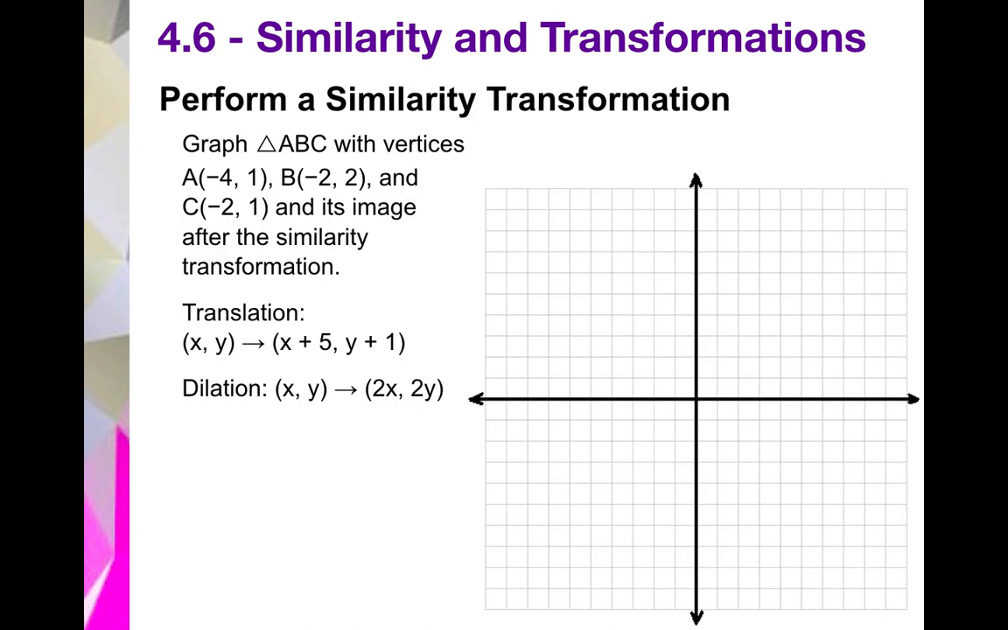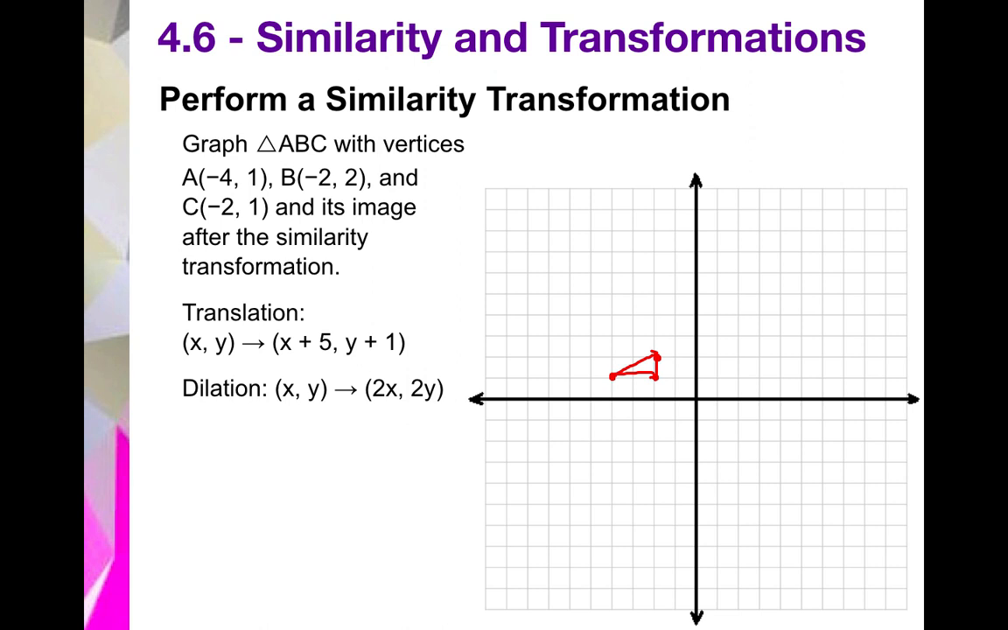Here, we're going to graph ABC. So A is -4, 1, and then -2, 2. That's B. And -2, 1. So a very small geometry here, ABC.